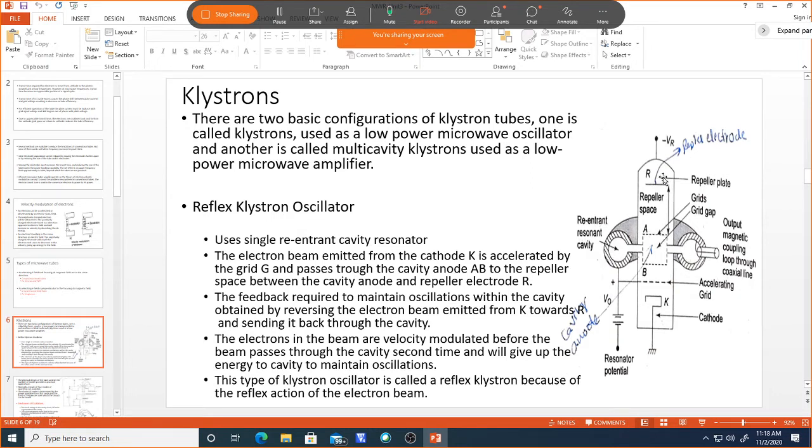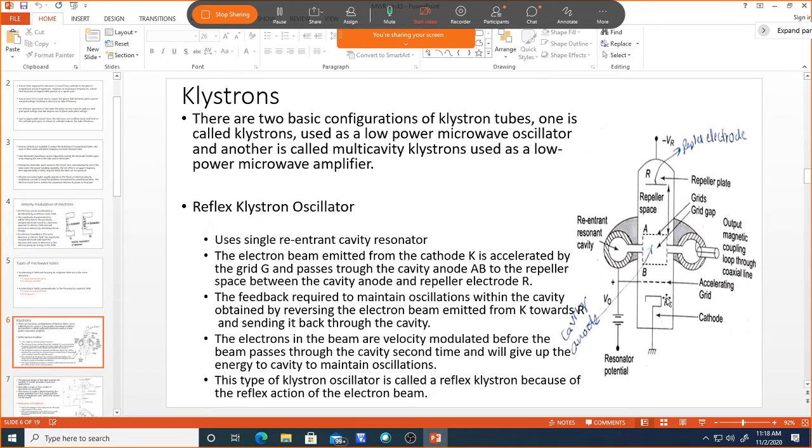And there is a repeller here. On this space is the anode; this is the cavity and it is positively charged, that's why it is called the cavity anode. The repeller is connected to a negative potential, so we call it the repeller. The space between the cavity anode and the repeller is called the repeller space. This repeller plate is negatively charged, and these are all the grids.